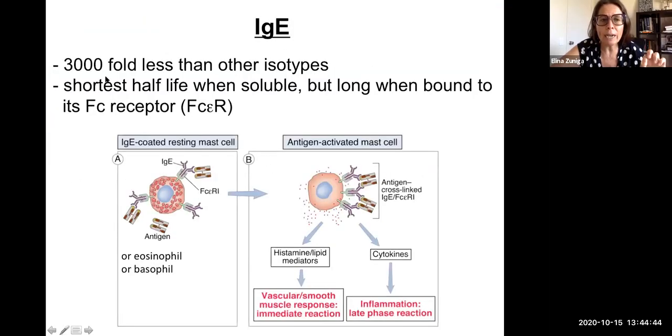So IgE finally is, and we will learn more about IgE, but it's 3,000-fold less than other isotypes in concentration, so it's very low concentration. It has the shortest half-life when soluble, but long when bound to its Fc epsilon receptor. And what is interesting is that in most cases, the Fc receptor can bind the immunoglobulin only when it is complexed to an antigen. But IgE is an exception. It can be bound to the Fc receptor even when it hasn't yet been complexed to the antigen.